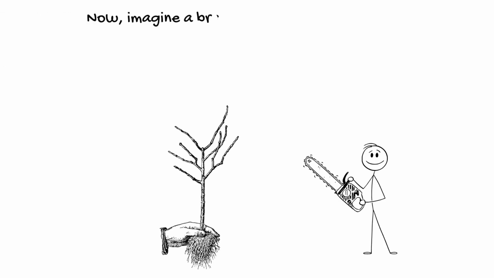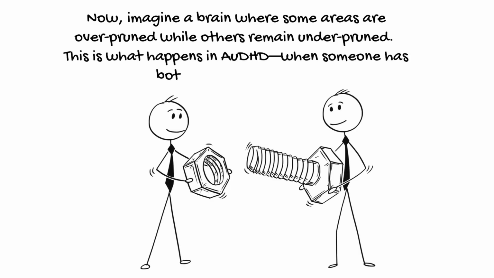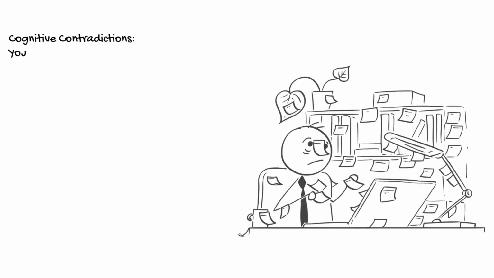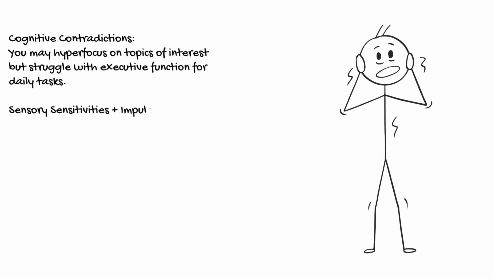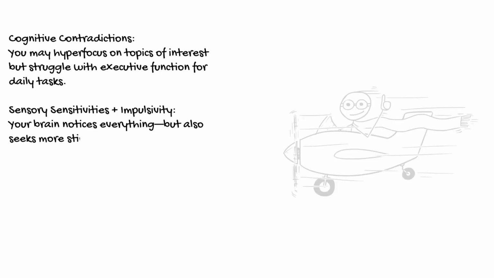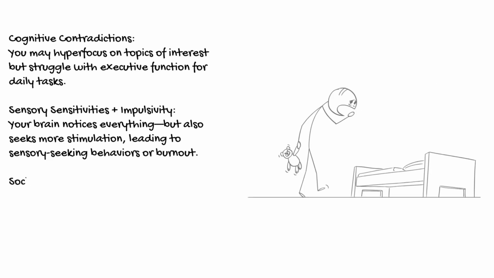Now, imagine a brain where some areas are over-pruned while others remain under-pruned. This is what happens in AuDHD when someone has both autism and ADHD. Cognitive contradictions. You may hyper-focus on topics of interest but struggle with executive function for daily tasks. Sensory sensitivities plus impulsivity. Your brain notices everything but also seeks more stimulation, leading to sensory-seeking behaviors or burnout.